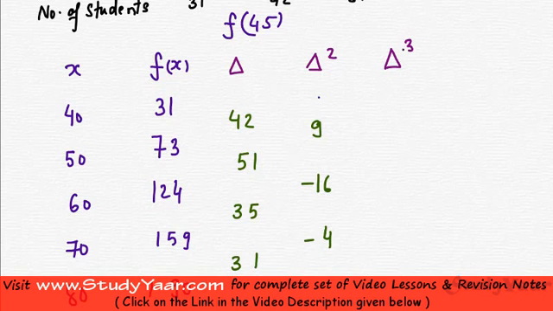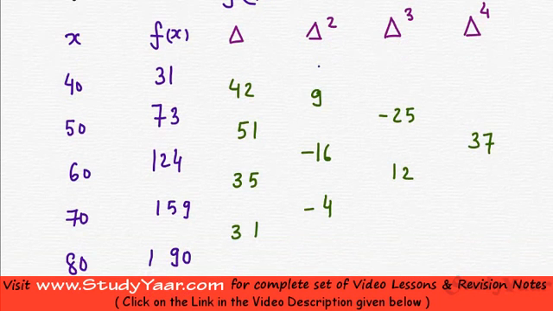Let's calculate the third forward difference. It's going to be minus 16 minus 9, which is minus 25, and you have minus 4 minus minus 16, which is minus 4 plus 16. So you're looking at 12. And finally we are going to have the fourth forward difference, which is going to be 12 minus minus 25, which is 12 plus 25, and that's going to be 37.